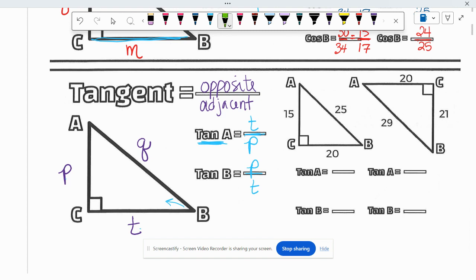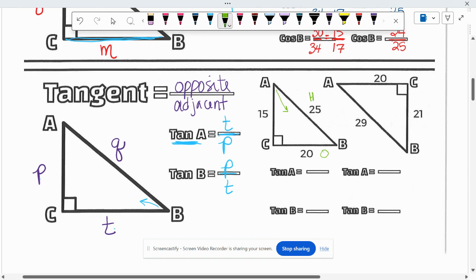So I'm going to go to this first triangle. In terms of angle A, I know that 25 is my hypotenuse. What side is my opposite and what side is my adjacent? Kane. Opposite, adjacent. Which sides? Give me the numbers. 20 is opposite, 15 is adjacent. Awesome. So Kane, go ahead and set up the tangent of angle A. 20 over 15. Can you reduce 20 over 15? Yes. So 4/3. Good job.